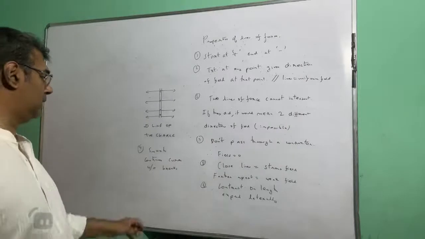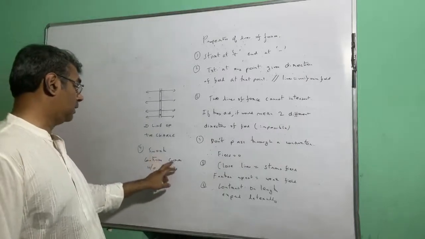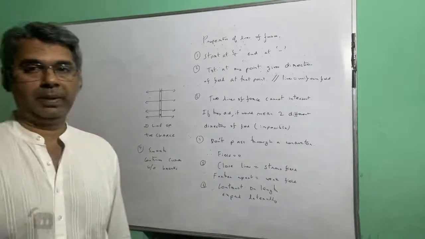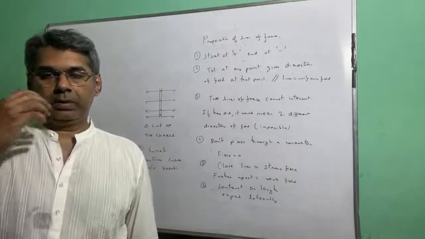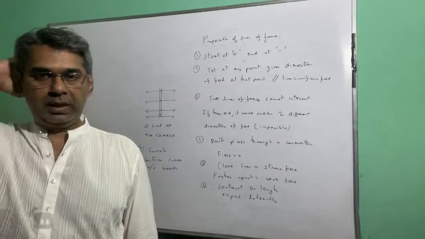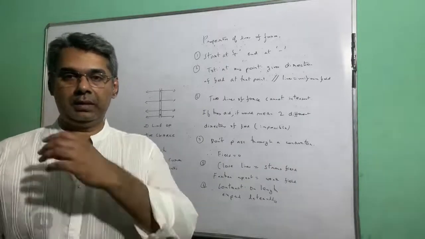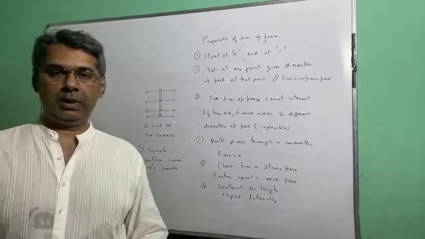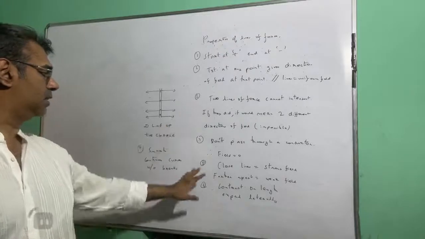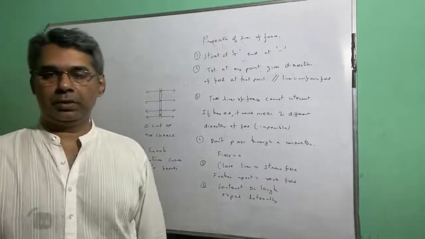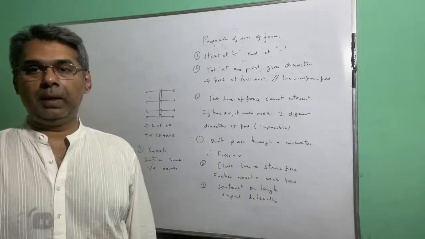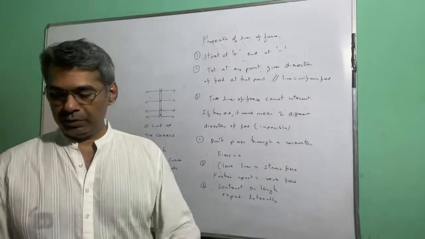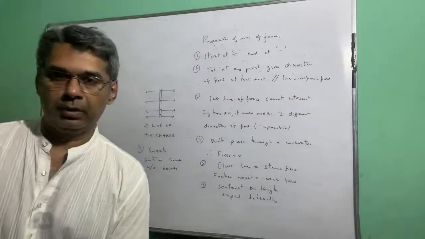Point number 7: the lines of force are smooth, continuous curves without breaks. There is no gap or discontinuity. They are smooth and continuous. So these are the 7 properties of lines of force. This was the topic for today, lines of force. And now I'll give you the usual homework questions.